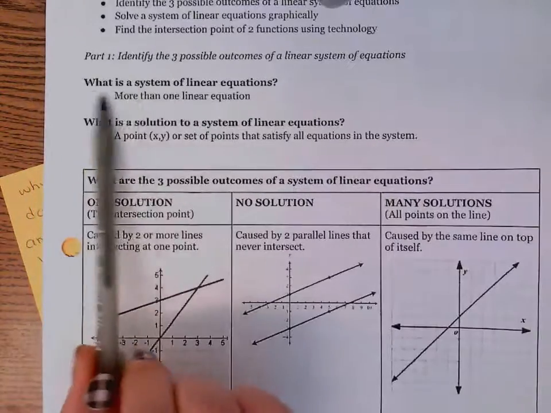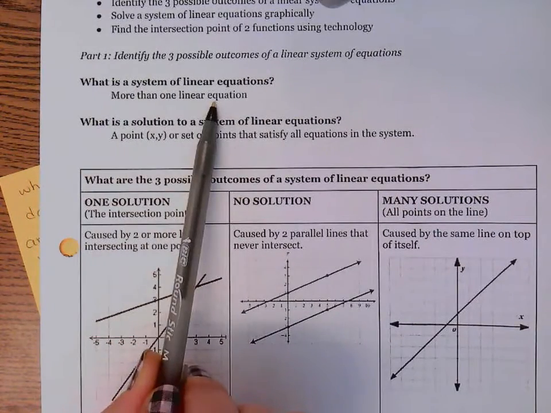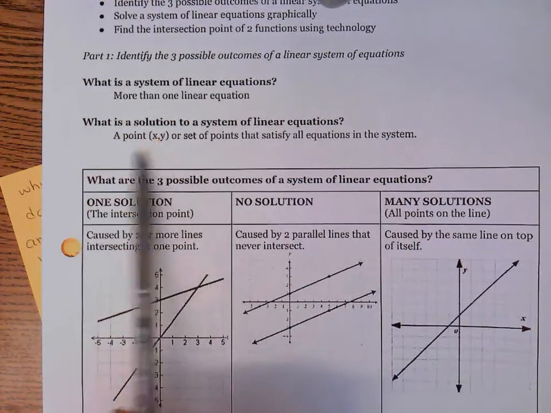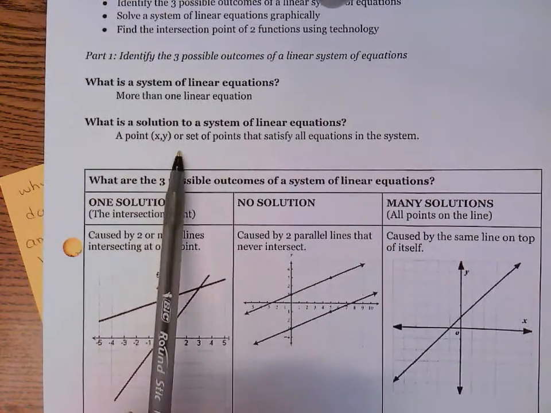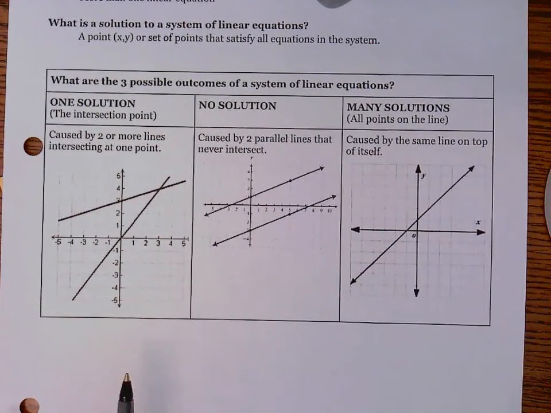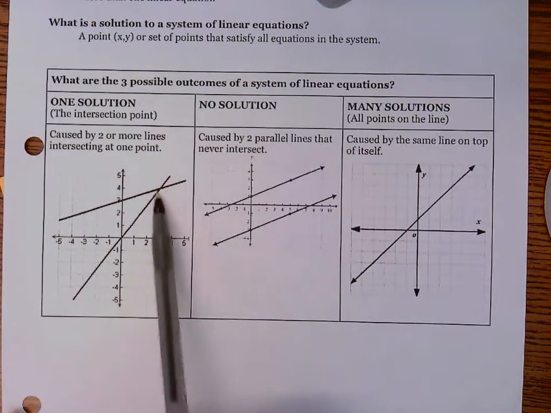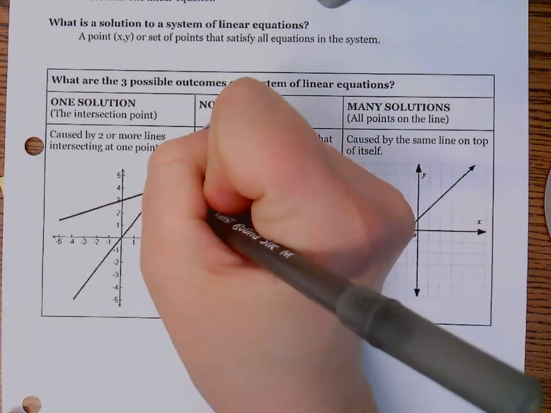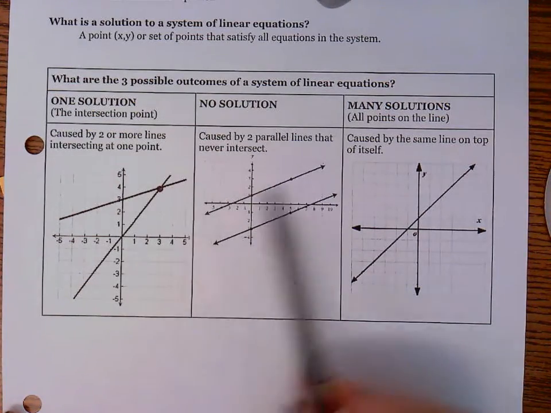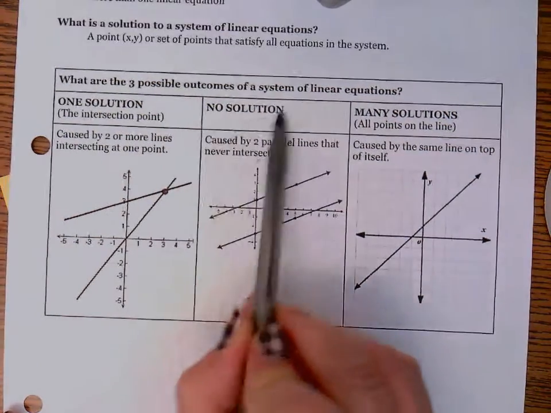So what is a system? More than one equation. What is the solution we're looking for? The intersection point of the lines. And you're going to see these three different scenarios popping up. You're going to find intersection points. So like this had one intersection point. There it is. These have no intersection point. So we just say no solution.